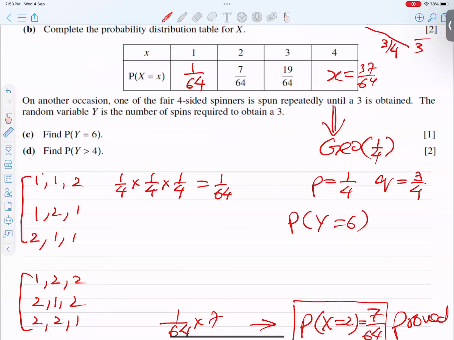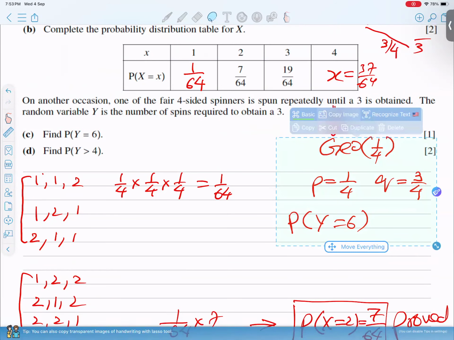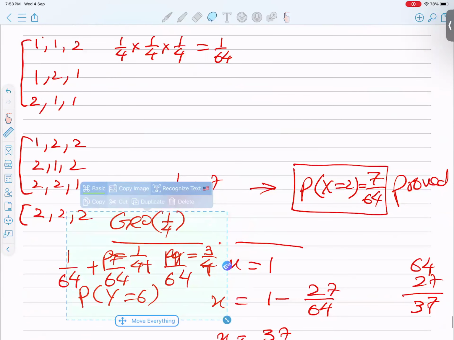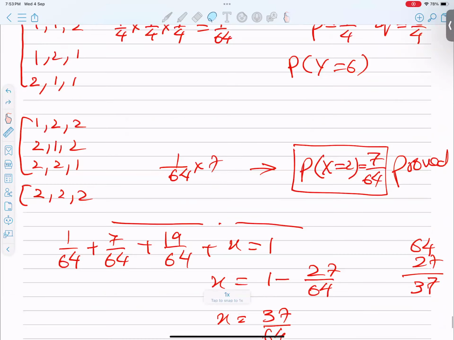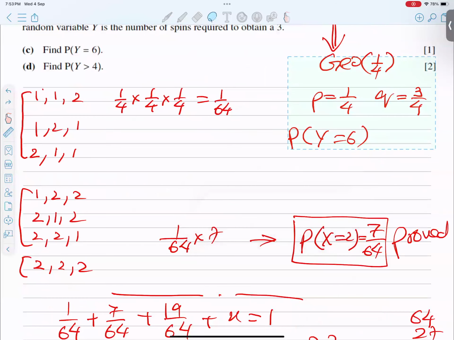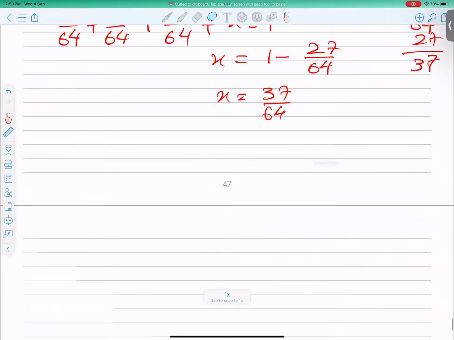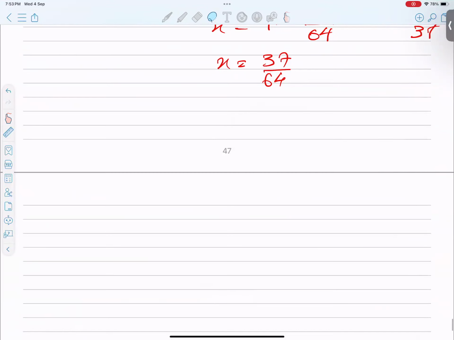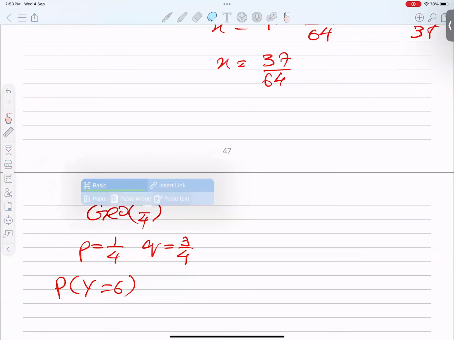So let me shift it to the other page. Let me copy here or cut from here. Okay, so I'm pasting here. All right, so this is the whole plan. Let's see how we can do it. So 1 over 4, 1 over 4.